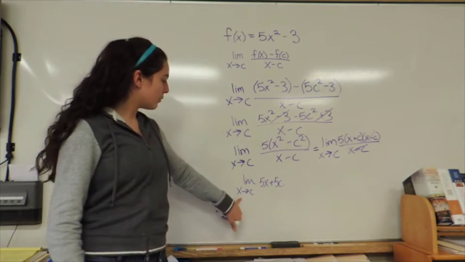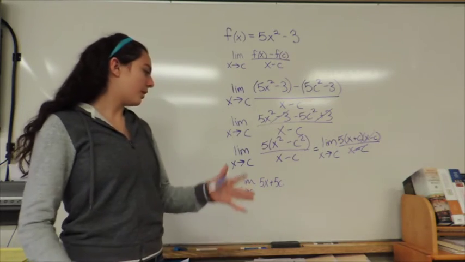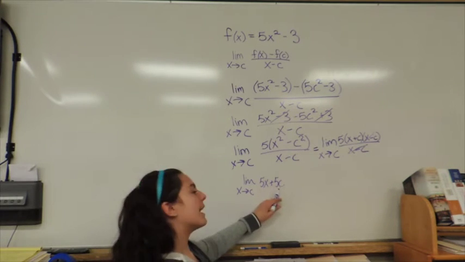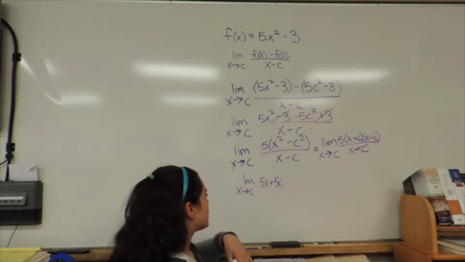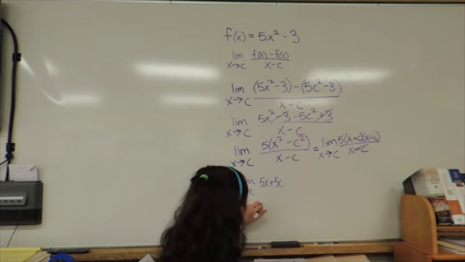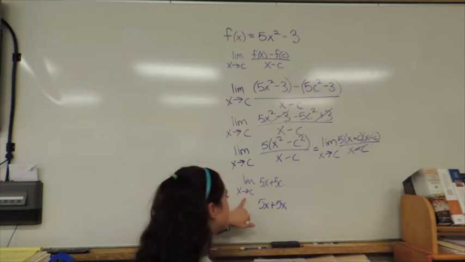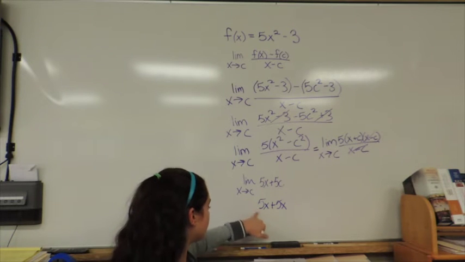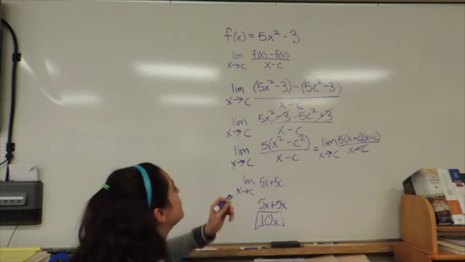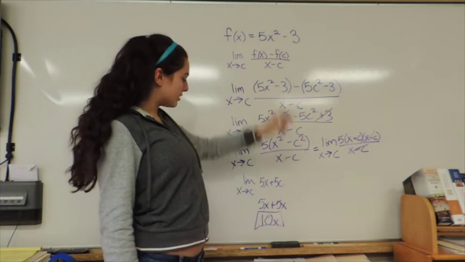And then, if you look at what the limit is saying, it's saying that x is getting closer and closer to c. So x and c are going to be essentially the same. And so where you see a c, you can plug in an x, and where you see an x, you can plug in a c. And so what we want to do is have it in terms of x, because that's what the original equation was in terms of. So we're going to have 5x plus 5x, and you can drop the limit symbol here because you're plugging in your value, and you get 10x. So the derivative of f of x equals 5x squared minus 3 is 10x.